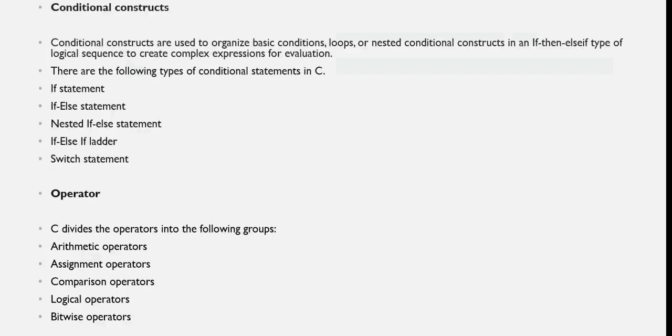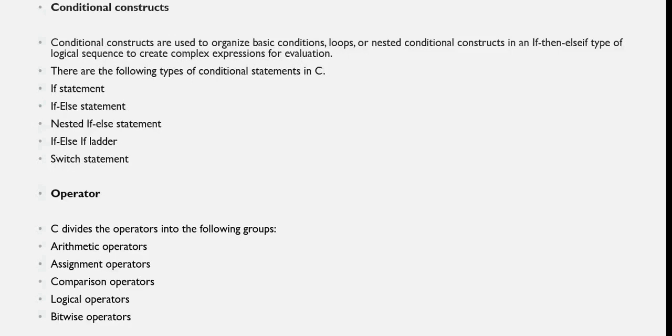Next we learned about conditional constructs and operators. The conditional constructs are used to organize basic conditions, loops, or nested conditional constructs in an if, then, else if type of logical sequence to create complex expressions for evaluation. There are five types of conditional statements in C programming: if else, nested if else, if ladder, switch statements.